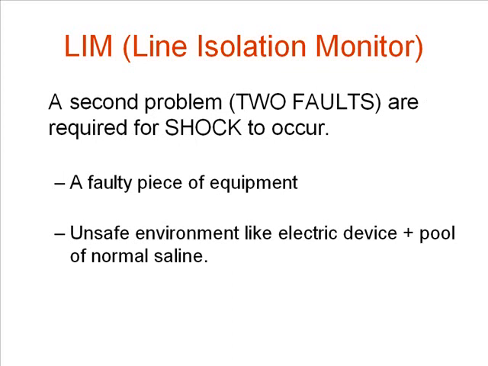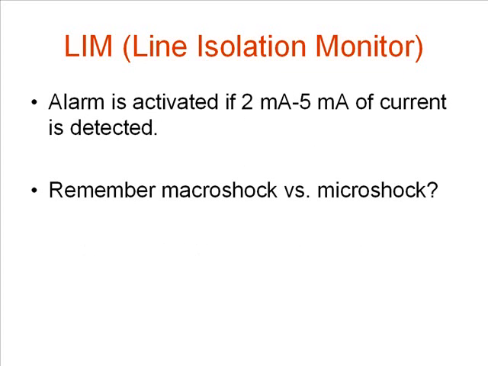A second problem, or two faults, are necessary for a shock to occur in this setting, and you need a faulty piece of equipment plus a problem with the line isolation monitor, and you need an unsafe environment like an electrical device problem plus you being in a pool of normal saline. So a single fault condition with a line isolation system is okay because you're not going to get electrocuted, but it warns you that you could potentially have a problem.